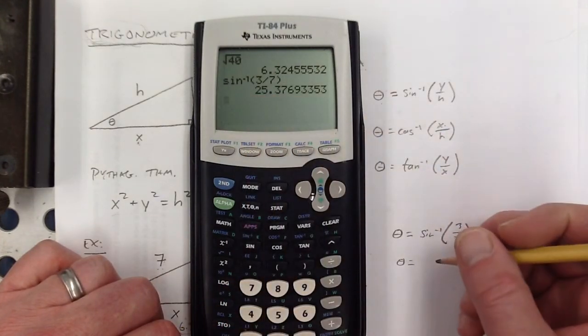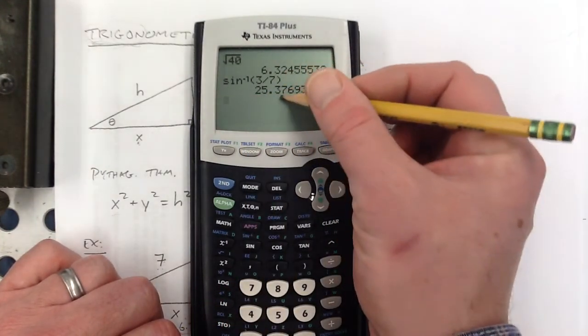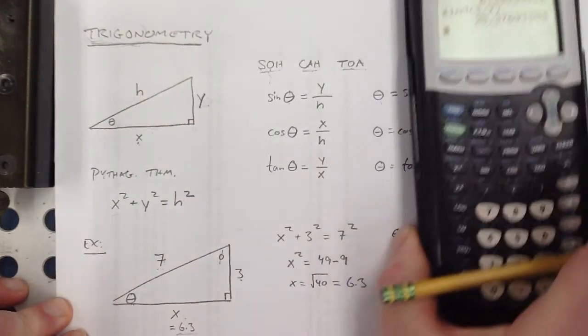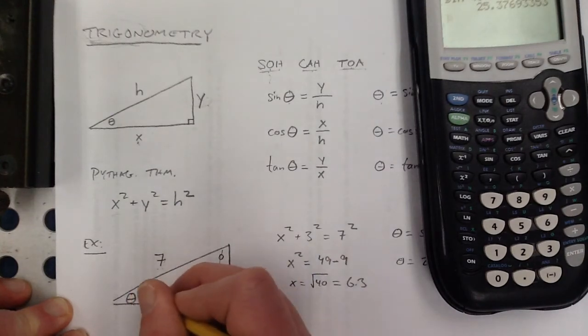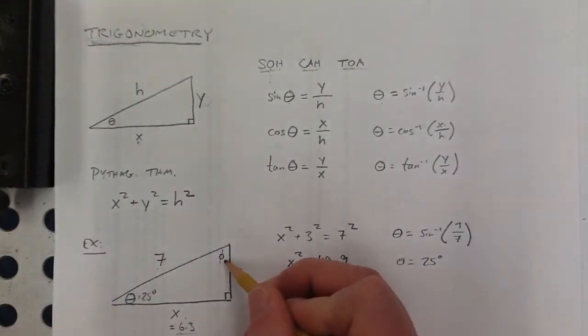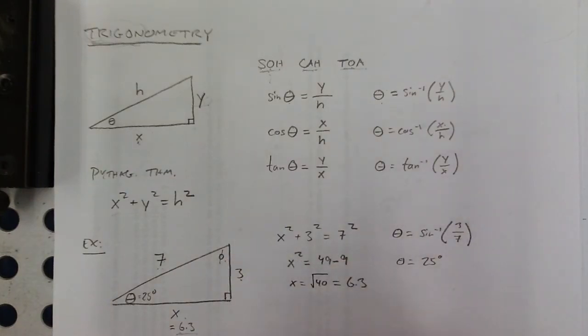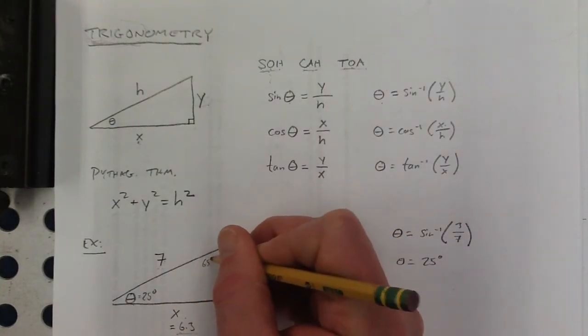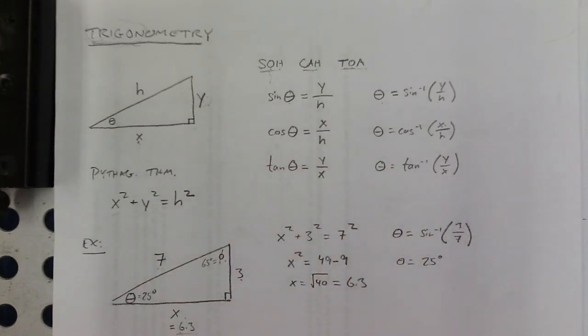So I got about 25 degrees. You could do 25.4 if you want. I think I'm just going to round it to the nearest degree. 25 degrees. Okay, how are we going to find this angle? Well, there's a few ways that we could do that. You know the angles of a triangle add up to 180. So if this is 90 and this is 25, this has to be 65. Right? That's it. Nothing else for us to do there.